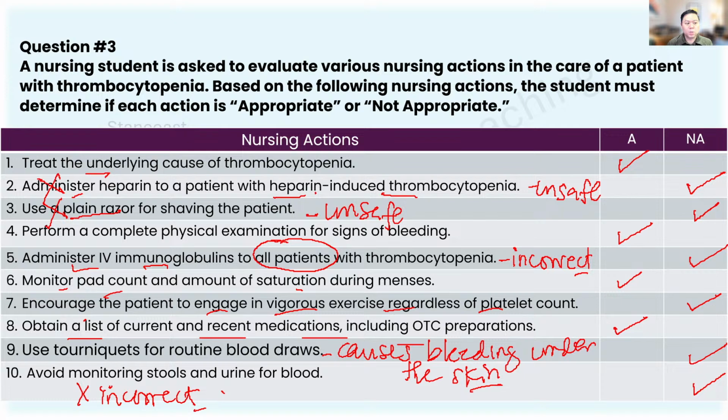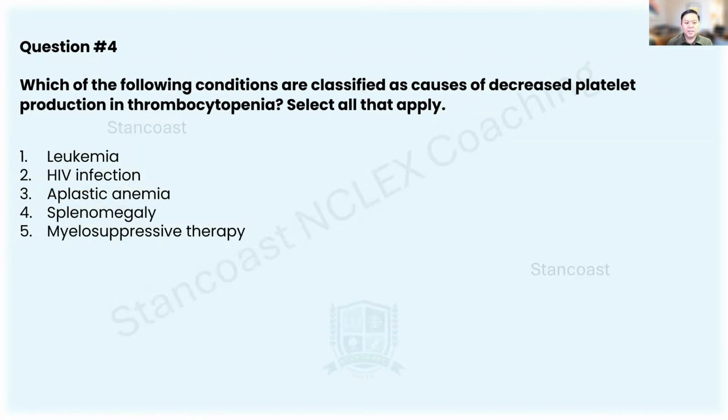Now, we're going to have to proceed with number 4. We're going to be back to the select all that apply. Which of the following conditions are classified as causes of decreased platelet production in thrombocytopenia? Select all that apply. 1, leukemia. 2, HIV infection. 3, aplastic anemia. 4, splenomegaly. 5, myelosuppressive therapy.